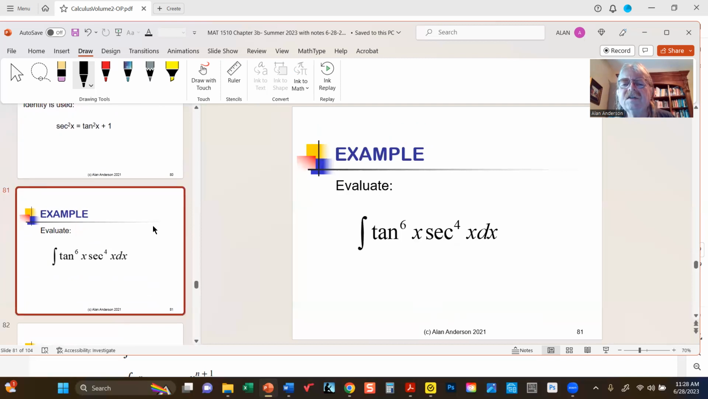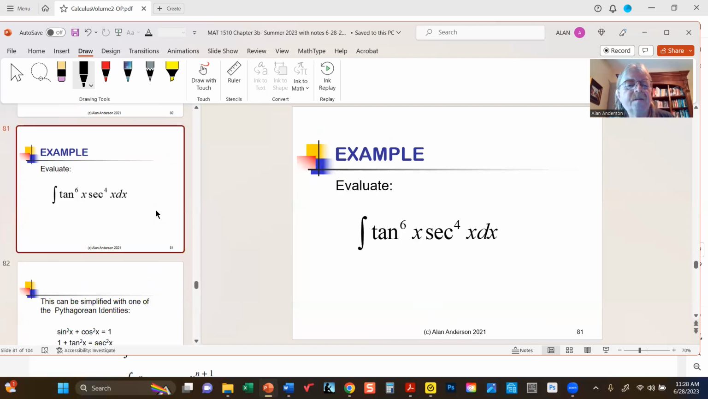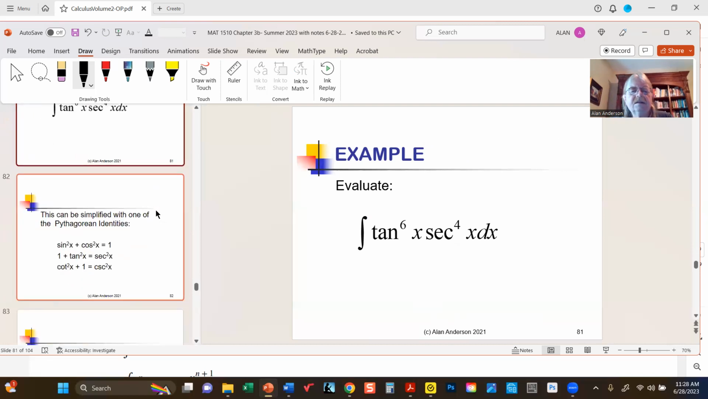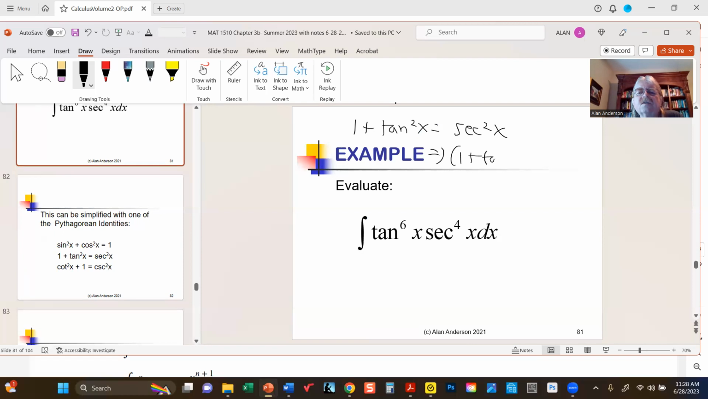So let's try tangent to the sixth power, secant to the fourth power. So again, what this implies is that 1 plus tangent squared of x, squared, must therefore equal secant to the fourth of x. So that might be a clever way to simplify this.